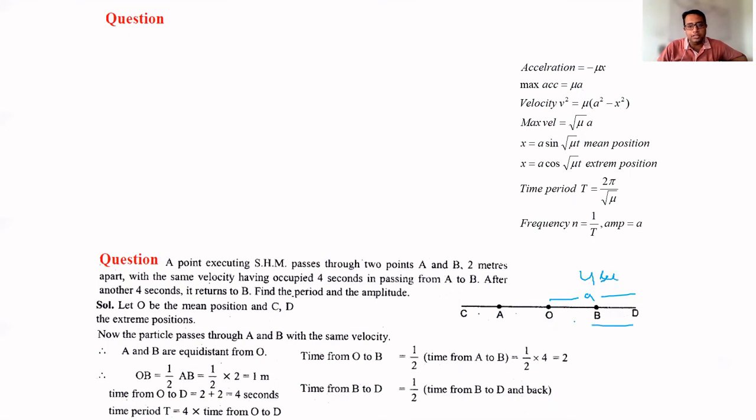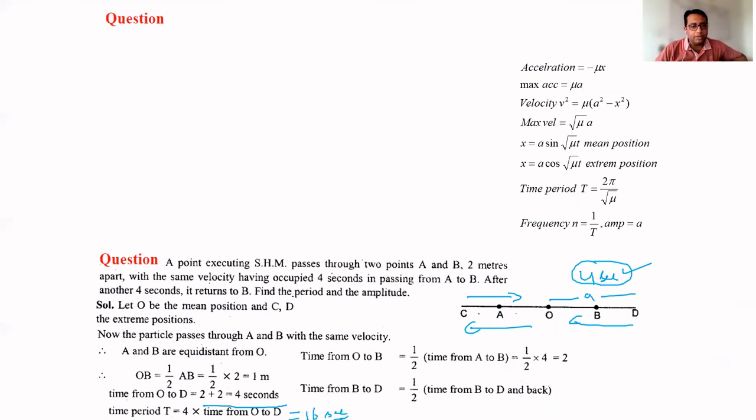So the total time period is 4 times the amplitude time. The time it takes to cover 4 times the amplitude: to cover the amplitude once takes 4 seconds. So the total time period is 4 times the time from O to D, that is equal to 16 seconds. So it will be 16 seconds.